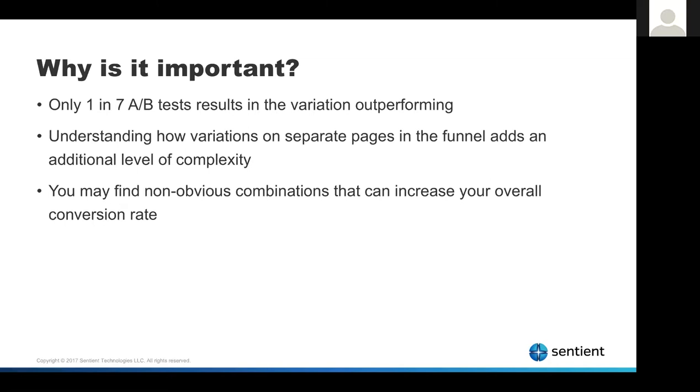Also, in A/B testing, you're not able to get insights and understanding of how variations on separate pages in the funnel really affect pages further down in the funnel. So for example, if you're testing elements on the home page, how does that impact users getting through the funnel from the PDP to the cart? And then again, finding non-obvious combinations that you'll find work well throughout the entire funnel versus a single page in the funnel.